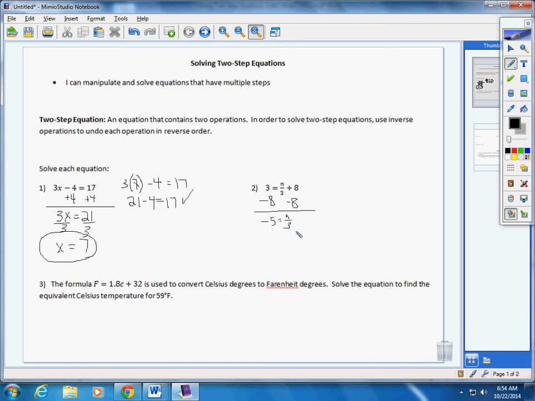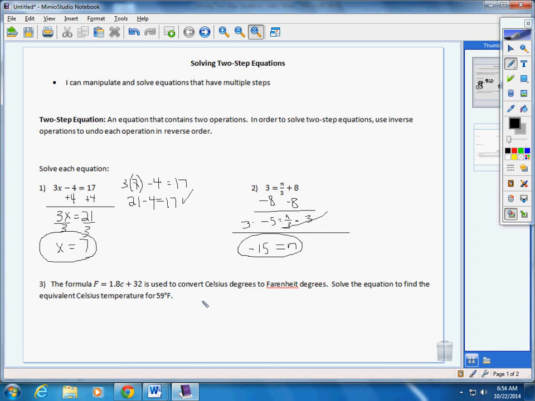Now you're left with a basic one-step equation. How do you get n by itself? What's the inverse operation of division? It's multiplication. So you've got to multiply on both sides by 3. So those cancel out, and you're left with n equals negative 15. Once again, you should check your answer. For time's sake, I'm not going to do it here.